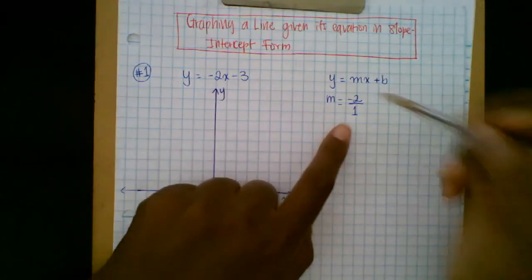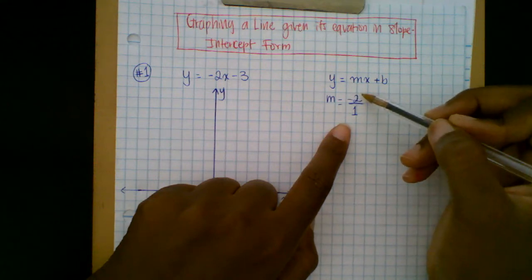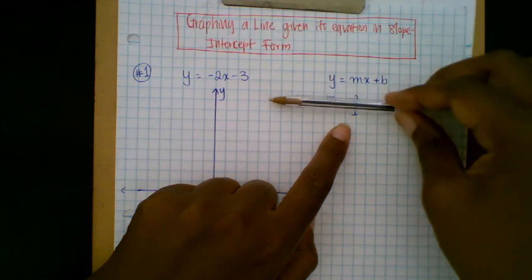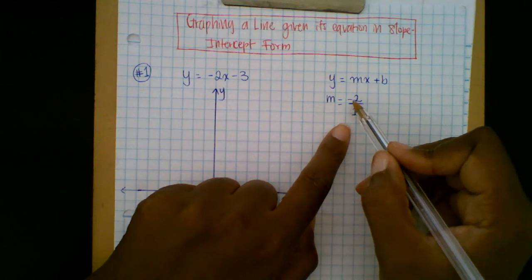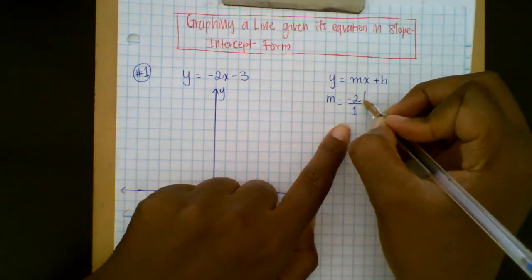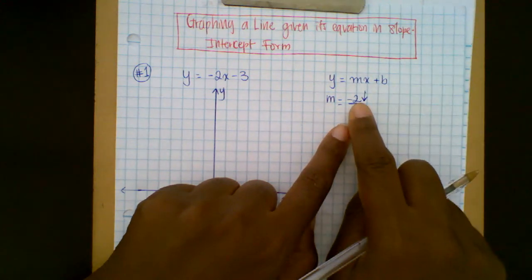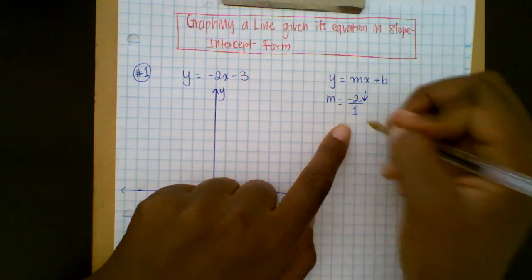So now let's look at this. Remember, the number on top represents the rise. It's a ratio of the rise over the run. So the rise is negative 2. Because the rise is a negative number, I know that when you build a line, you have to go down 2 units. Why go down 2 units? Because 2 is negative.